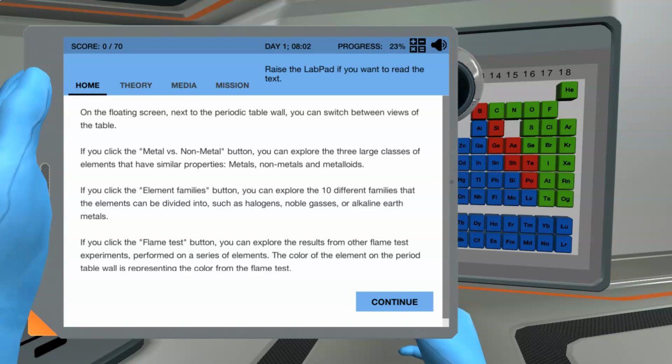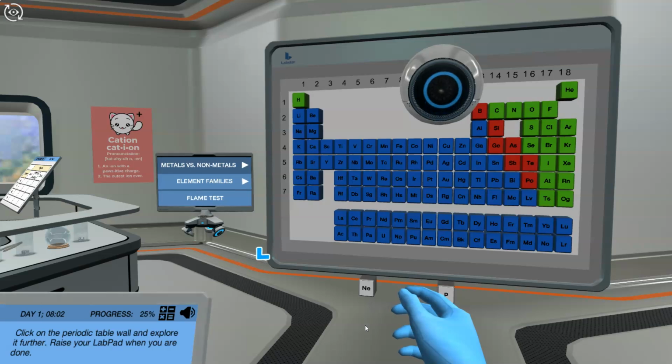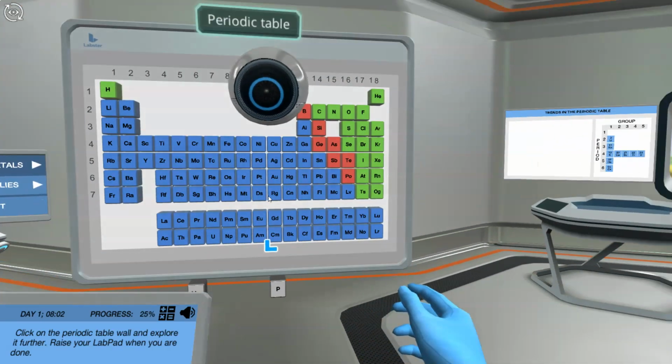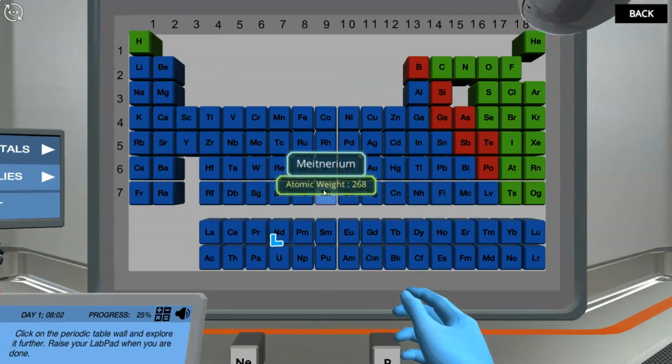If you click the flame test button, you can explore the results from other flame test experiments, performed on a series of elements. The color of the element on the periodic table wall is representing the color from the flame test. Click on the periodic table wall and explore it further. Raise your lab pad when you are done.